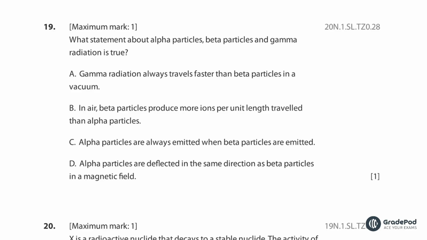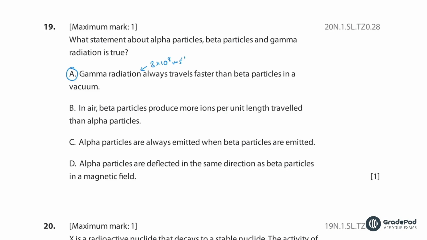Question 19. What statement about alpha particles, beta particles and gamma radiation is true? A. Gamma radiation always travels faster than beta particles in a vacuum. Well, yeah, that's true. Gamma radiation travels at the speed of light, which is 3 times 10 to the 8 meters per second. And beta particles have mass, they can't travel as fast as that. A is correct, but let's just check that the rest are incorrect.